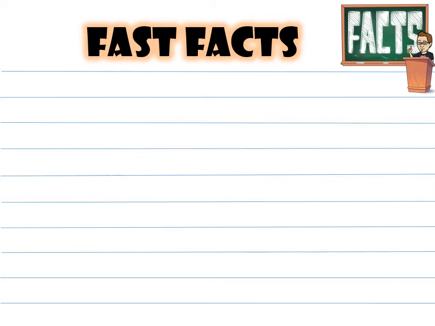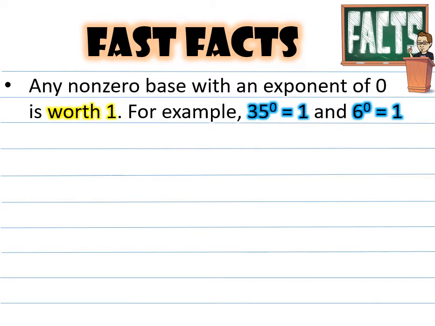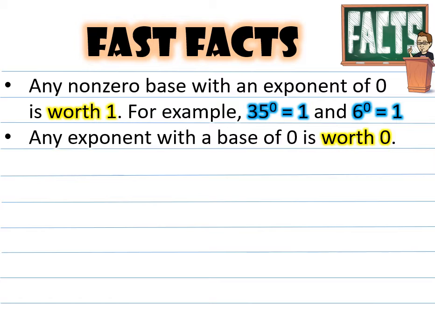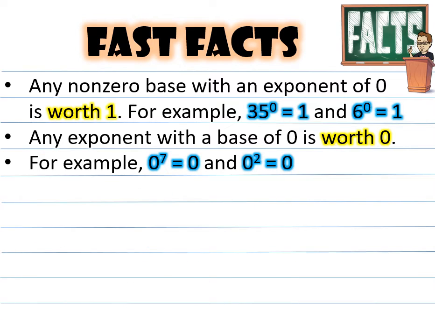Here are some fast facts about exponents. Any non-zero base with an exponent of 0 is worth 1. For example, 35 to the 0 power is worth 1, and 6 to the 0 power is worth 1. That's because any number divided by itself is worth 1. Any exponent with a base of 0 is worth 0. For example, 0 to the 7th power is 0, and 0 to the 2nd power is 0.